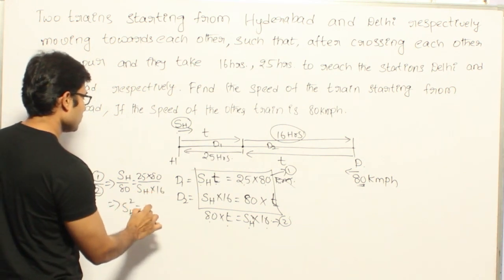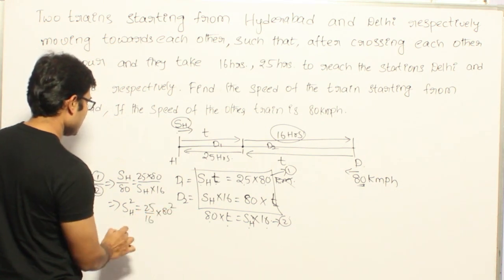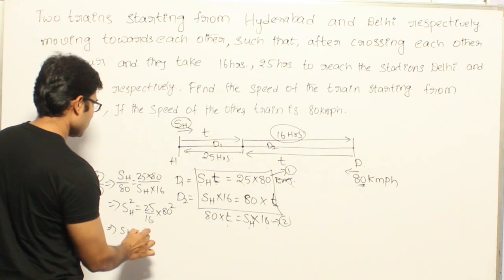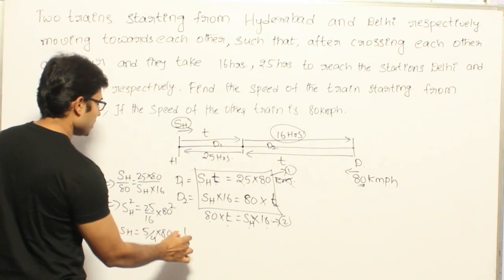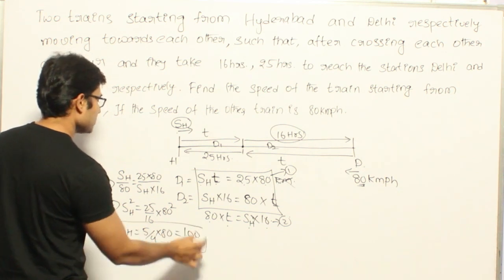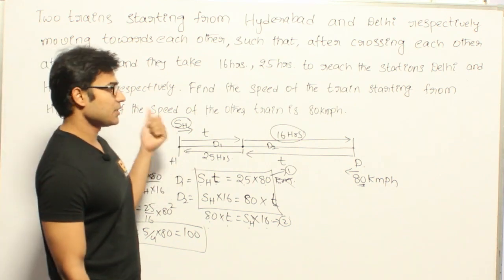SH square equal to 25 into 16 into 80 square, right? Therefore SH equal to 5 by 4 into 80, so it is going to be 100. So 100 kilometers per hour is the speed of SH, the train starting from Hyderabad, right?